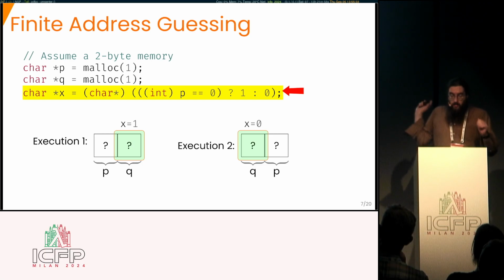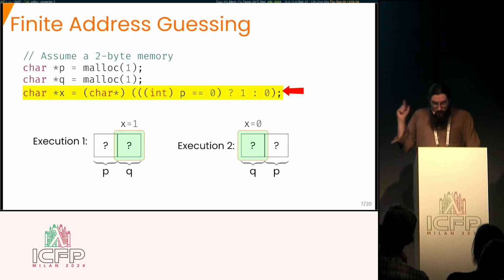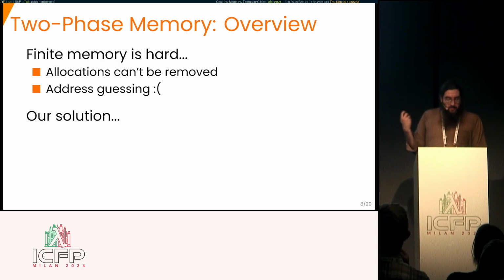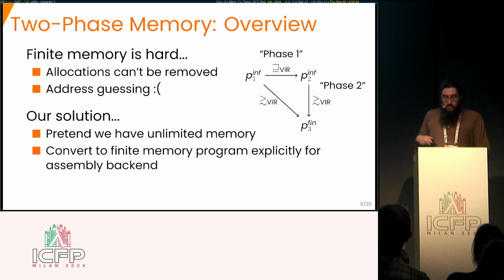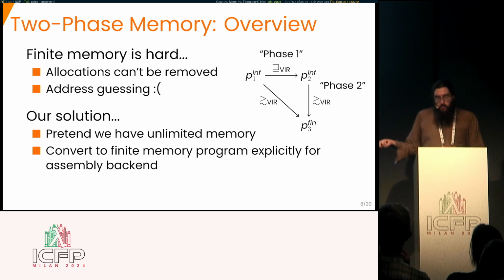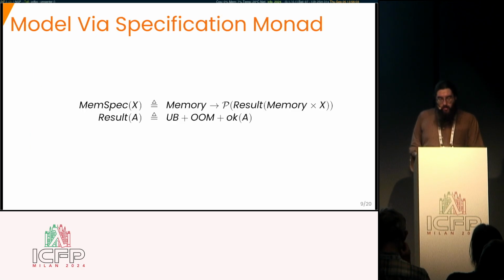So notably, infinite memory models don't suffer from this problem because we have an unlimited number of locations that we can allocate from. So this is where we get to our two-phase memory model. Finite memory is hard and causes tricky problems for a lot of optimizations. So instead, we decided to just pretend that we have unlimited memory. We can do all of our optimizations in the well-behaved infinite memory world, and then safely convert our infinite programs to finite ones with the same behavior modulo the possibility that they run out of memory.